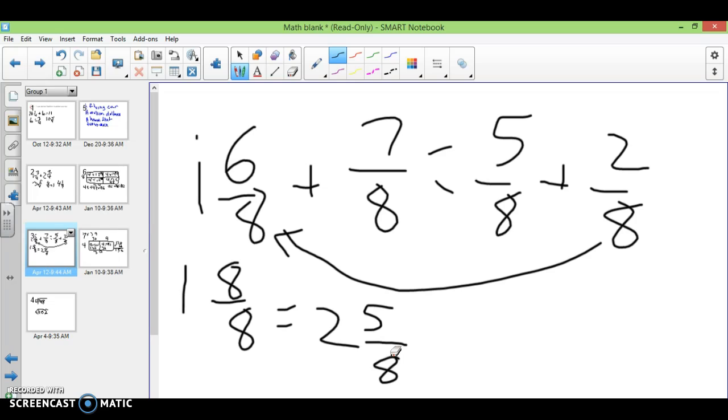Those are different ways that we can decompose fractions, and these will help you with the problem that we're going to do today. Bring your math journal and a pencil to group.